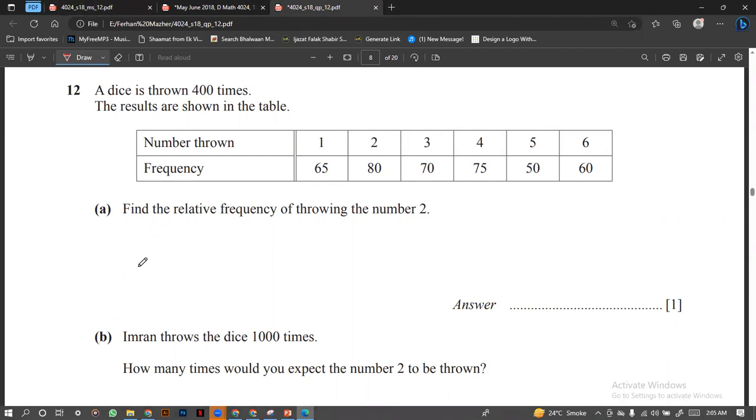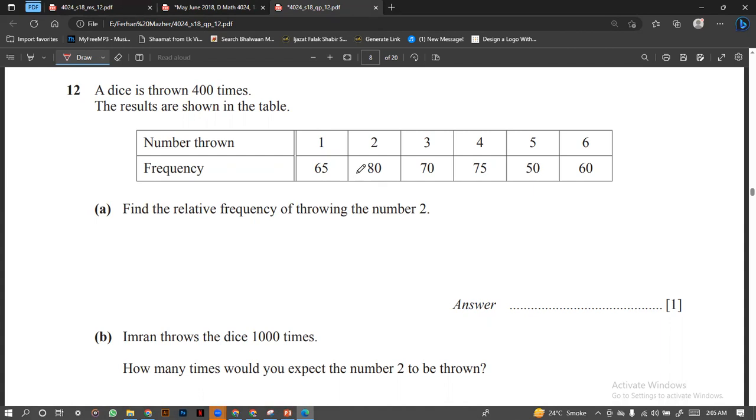A dice is thrown 400 times. The results are shown in the table. So the number thrown, 1 came out 65 times, 2 came out 80 times, 3 came out 70 times, 4 came out 75 times, 5 came 50 times, 6 came 60 times. Find the relative frequency of throwing the number 2.